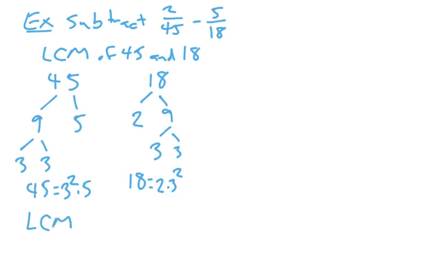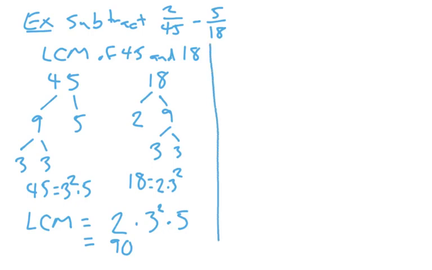My least common multiple, I make a list of all the factors that show up in either factorization. I see some 2's, I see some 3's, I see some 5's. I take the highest exponent that each of those factors is raised to. The 2 is raised only to the first power. 3 is squared. That's the highest exponent that the 3 is raised to, and 5 only occurs once. Multiply those factors. 2 times 3 squared times 5 gives me a least common multiple of 90. That's what I'm going to aim for my common denominator.